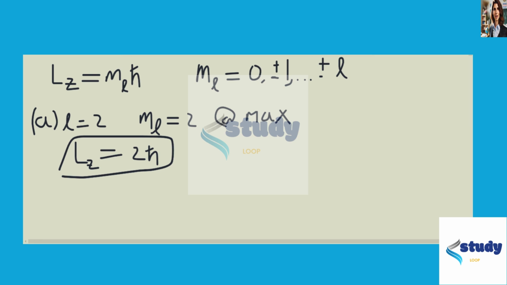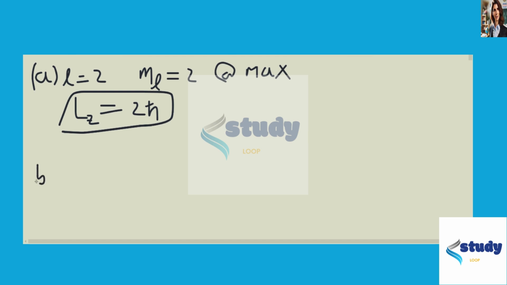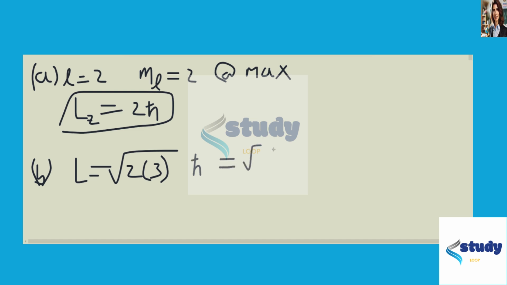To find the value of L, it asks which is larger, L or the maximum possible value of L sub z. So let's find L. Well, according to our equations, L, or capital L, the angular momentum, is equal to the square root of l, which we're told is 2, times l plus 1, which is 2 plus 1, so times 3, multiplied by h bar. In other words, it's equal to the square root of 6 times h bar.